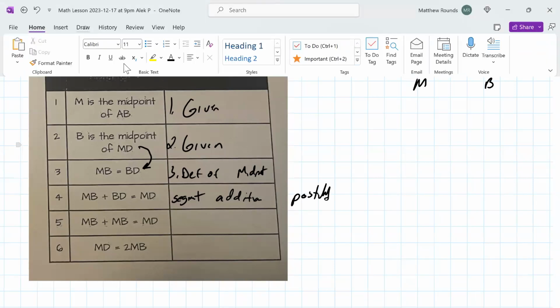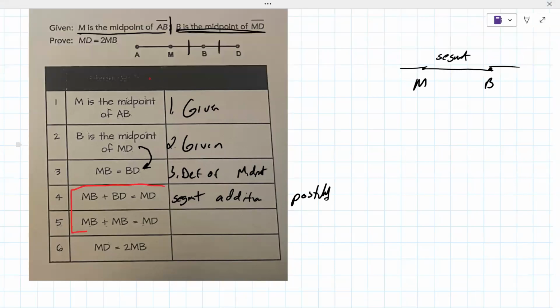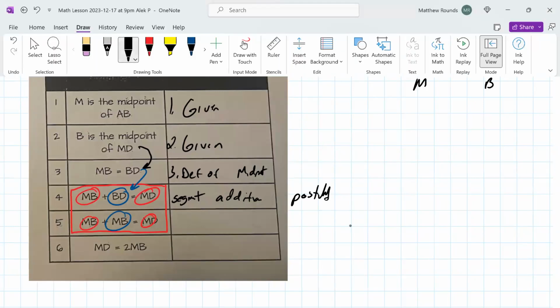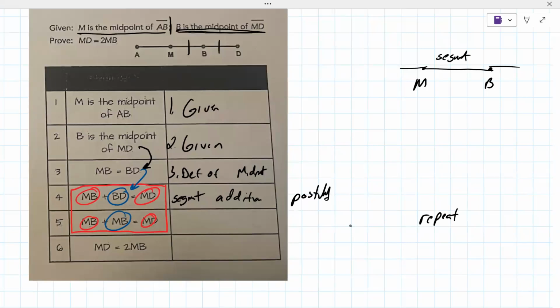So now I want you to focus on from 4 to 5. What's the same? What's different? Well, they're both adding up and they're both equal MD. That's the sum. These are the same. What's different? The BD and MB. Okay, so where could that come from? The MB is just a repeat of the first one. So we don't use that word. What's a better word for repeat in math?